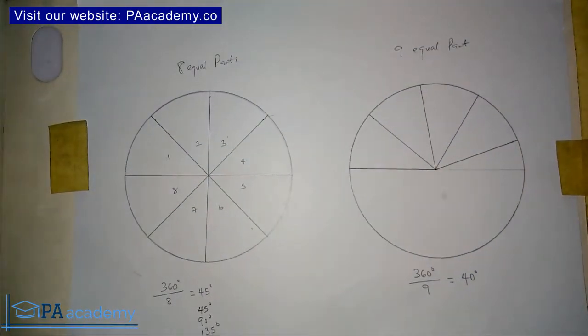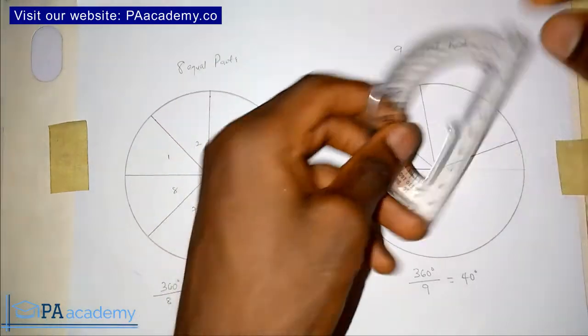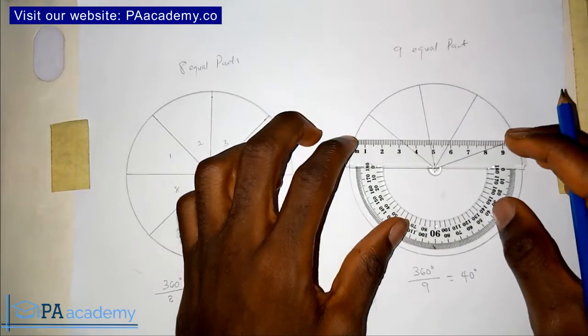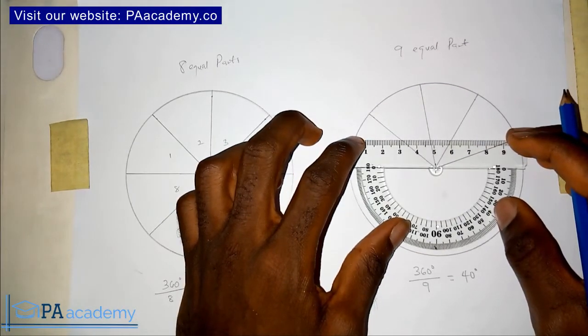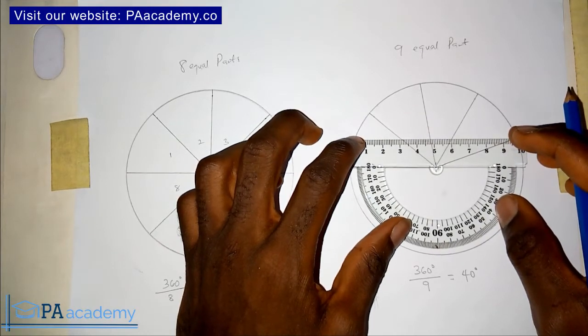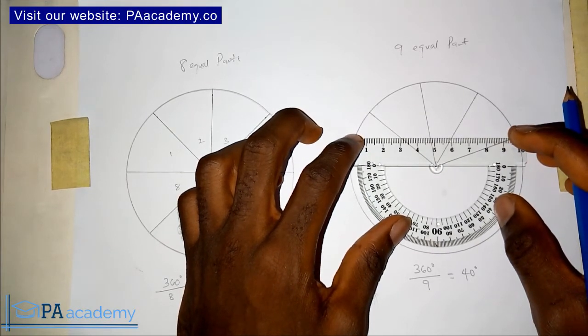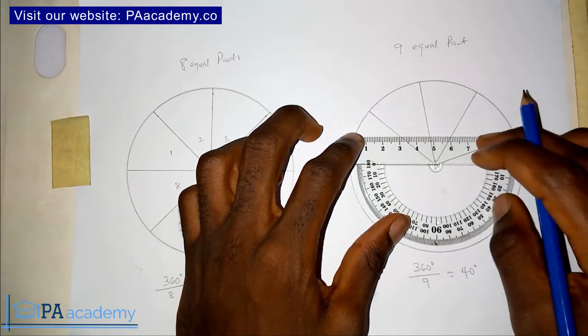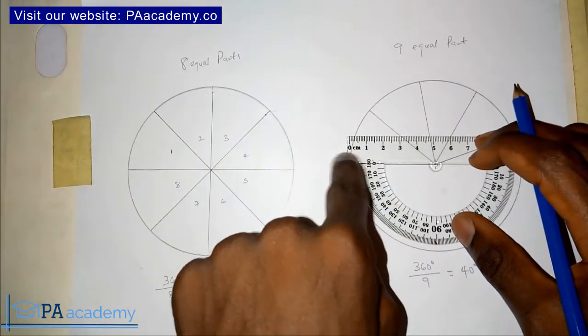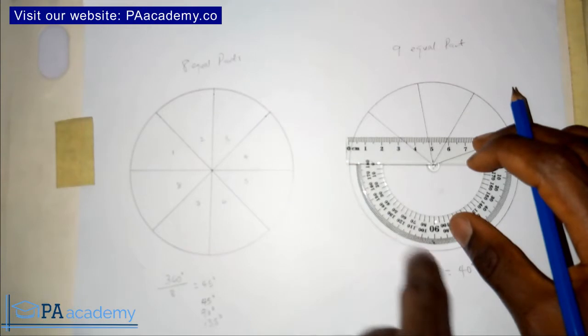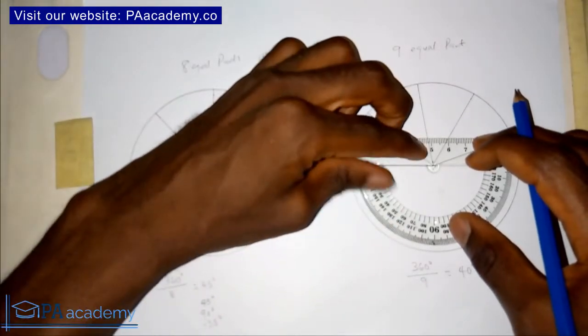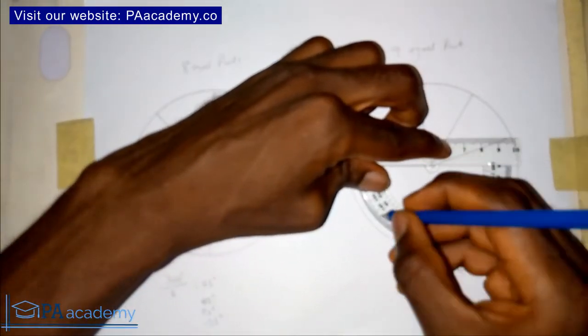So then we bring back our protractor. Now we put it in the opposite side. So like I said earlier, make sure your protractor is properly placed. So now from this same place where we started, we are going to be looking in the anti-clockwise direction. So now let's look at 40 degrees. So this is 40 degrees.